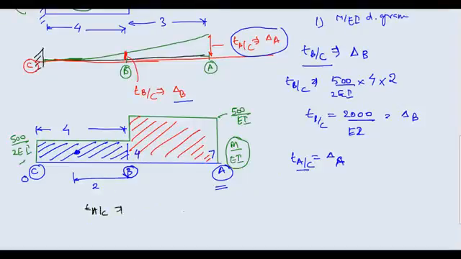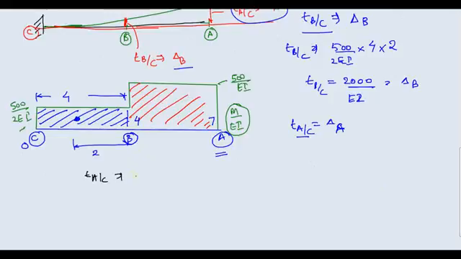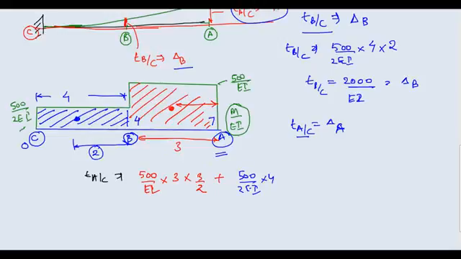So TA by C is equal to, for the red area, what is the area? It is 500 upon EI, multiplied by this distance, which is 3, multiplied with the distance of the CG from A, which is nothing but 3 by 2. Plus, now I am solving for this blue area. The area is 500 upon 2EI into 4. Now be careful, don't multiply with 2, because we want the distance from point A. What is the distance of this CG from point A? 3 plus 2, that is 5. So don't make this mistake here, it should be 5. What is the value that you will get here?